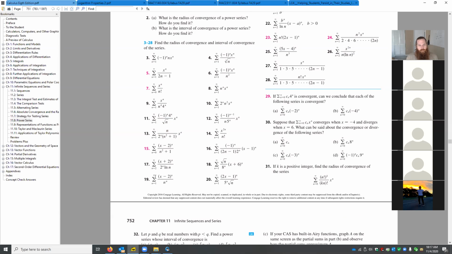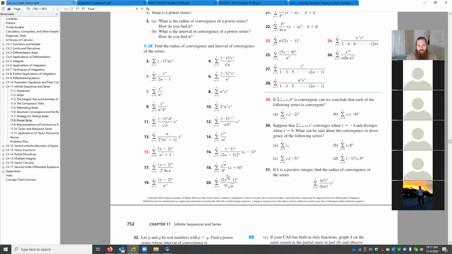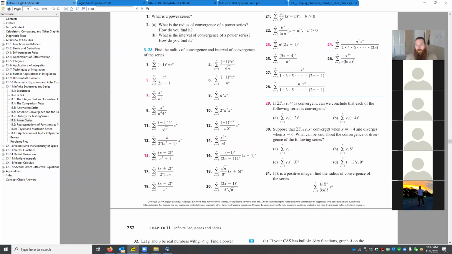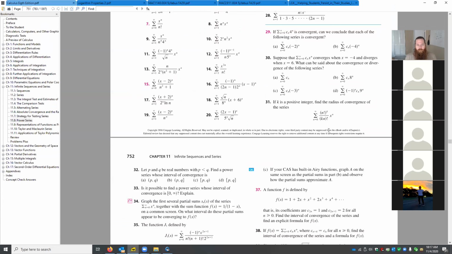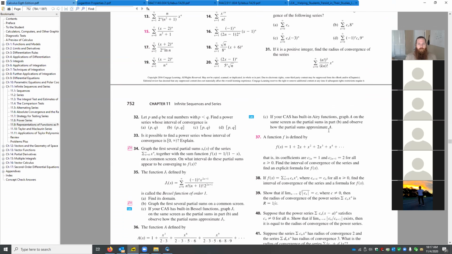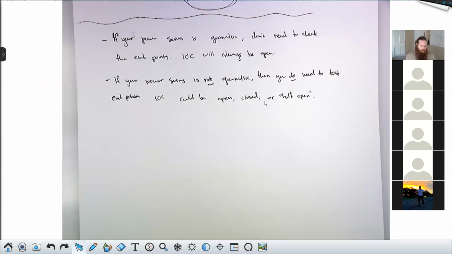In fact, very few of these are geometric. This is not geometric because the n to the n downstairs, that base n, is not constant. In fact, I don't see any of these which are geometric. So very, very rarely are your power series geometric series. The first two examples we looked at were, because those are the sort of easiest examples to play with. But all of the homework problems here are going to require you running the ratio test and then checking the endpoints.